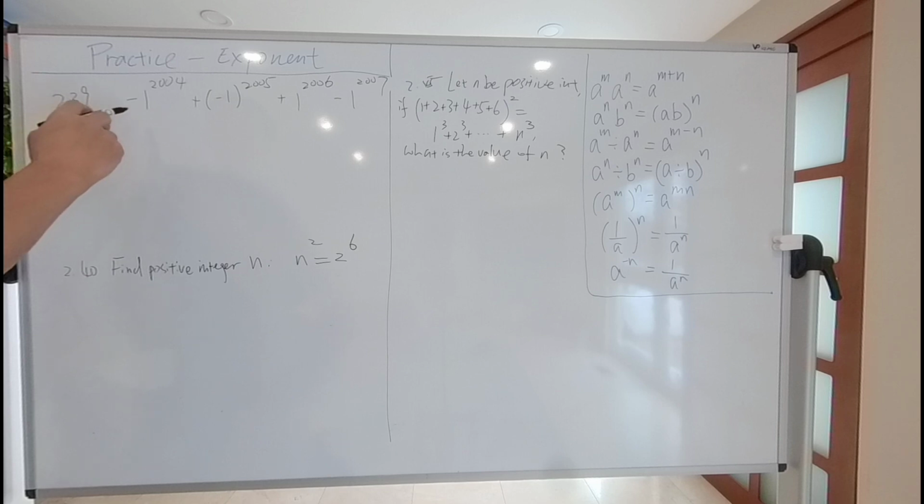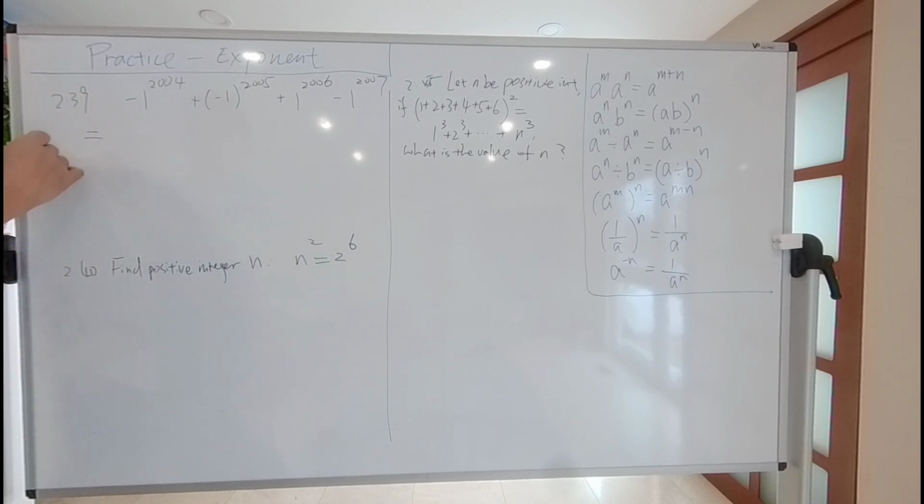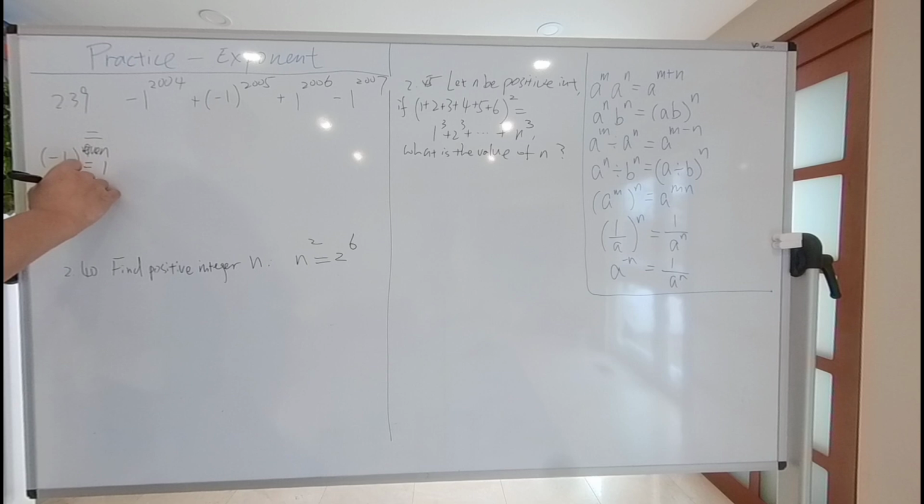It's asking you to evaluate the exponents to 1 or minus 1. So for this one, remember what we learned about the signs and exponents. If this number n is even, then minus 1 to the even power is always equal to positive 1. And if it's minus 1 to an odd power, it will always equal minus 1.